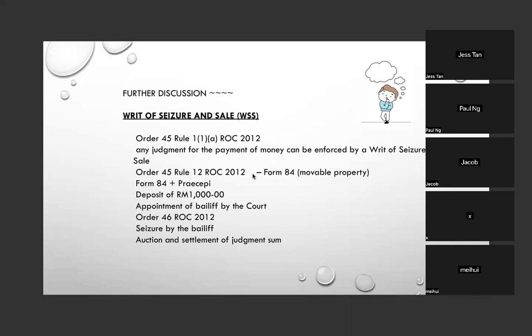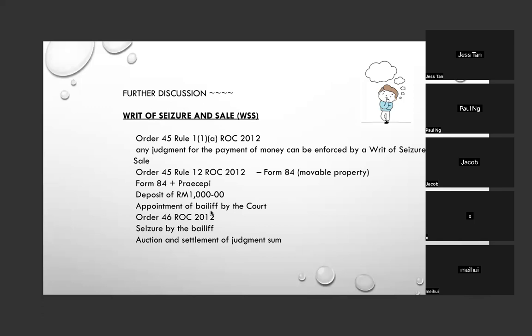Okay, so what is the procedure for writ of seizure and seal? Okay, you have to file in your writ, together with a praecipe. Okay, and you have to deposit 1,000 ringgit in court, so that when you extract your writ and your praecipe, you will get an appointment of bailiff by the court. Okay, and they will give a date itself for the writ of seizure and seal to be executed.